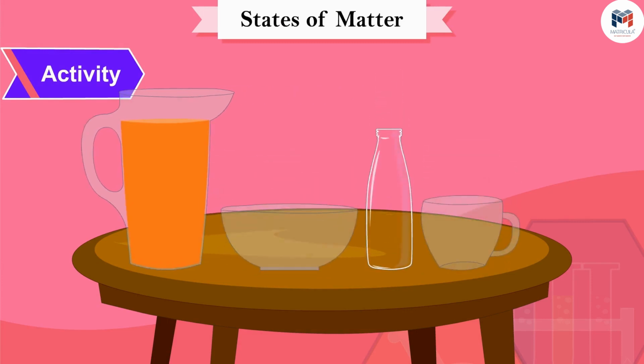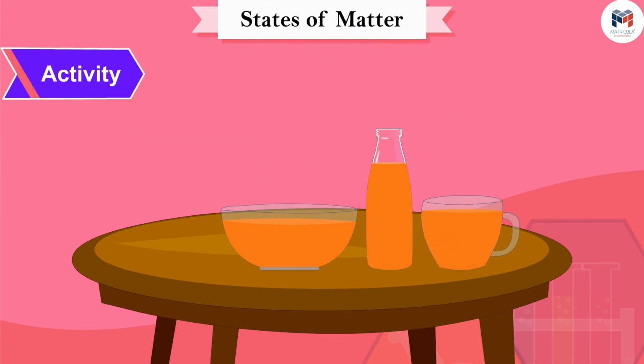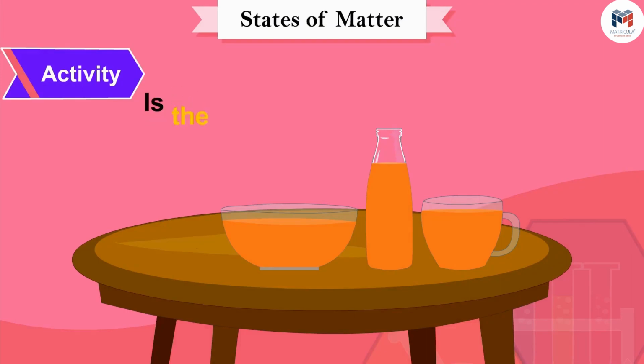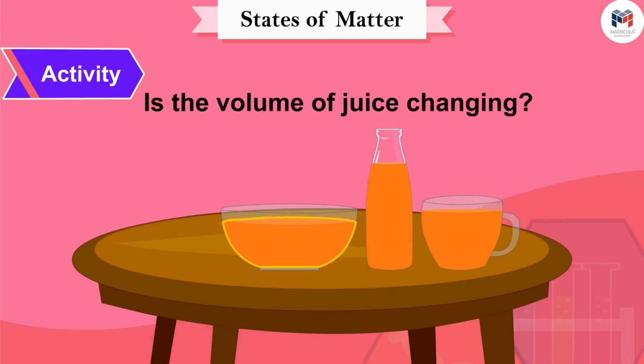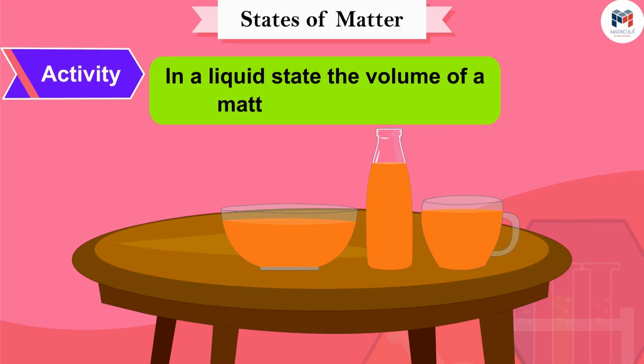Now we will pour this juice in these glass pots one by one. What do you see? Yes, the juice changed its shape every time. This means the shape of the matter is not fixed in the liquid state. Is the volume of juice changing from one vessel to another? No. Therefore, we can say that in a liquid state, the volume of a matter remains fixed.